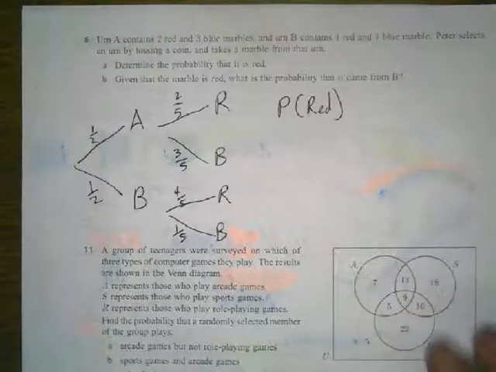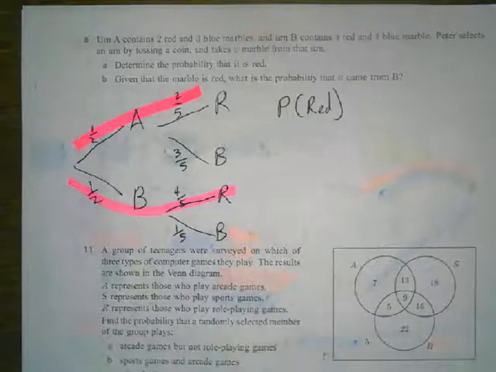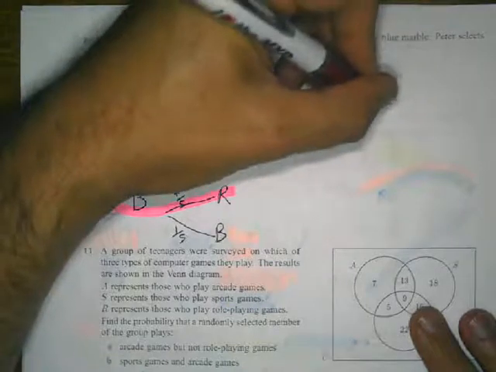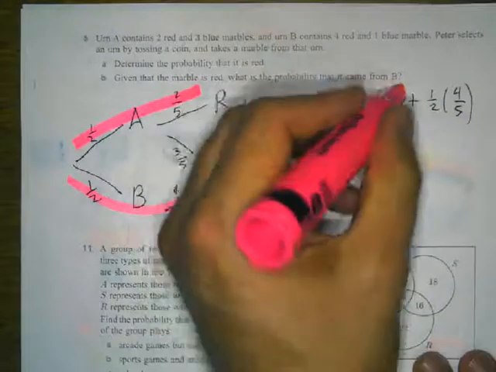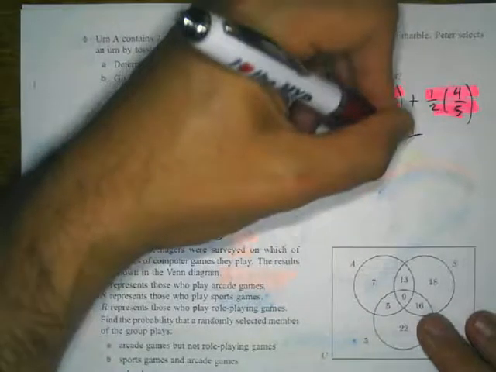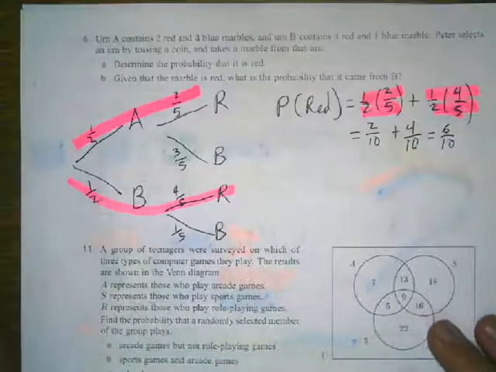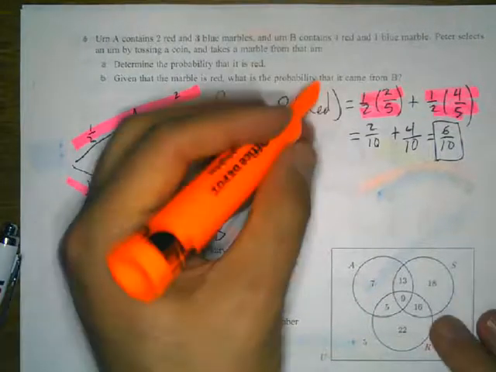So it's either going to be A in red or B in red. So this is going to be equal to 1/2 times 2/5 plus 1/2 times 4/5. Okay. And that's the probability that it's red. So I've got 2 over 10 plus 4 over 10, which is going to give me 6 over 10. Okay. So let's just say the probability that it's red is 6 over 10.